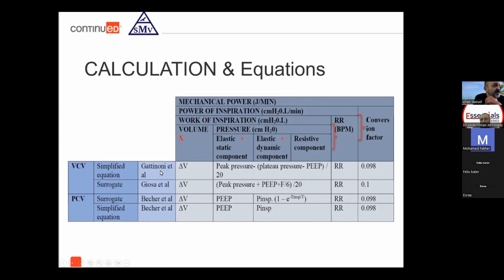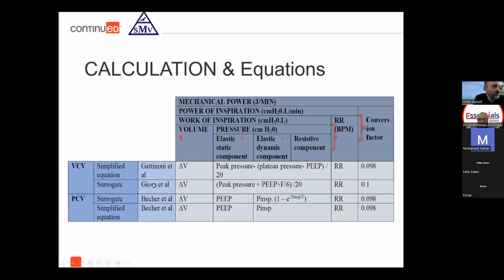Gattinoni said in his initial article back in 2016, he made the calculation with tidal volume, the change in volume, and to include all the elastic static component, elastic dynamic component, and the resistive component, he came up with this formula: peak pressure minus the plateau pressure minus PEEP, divided by 20. People thought it might be a little bit complicated.